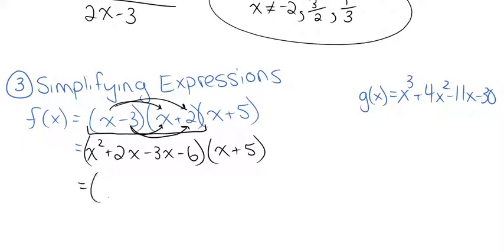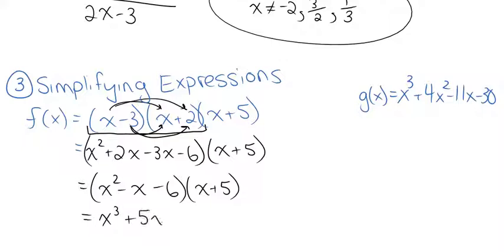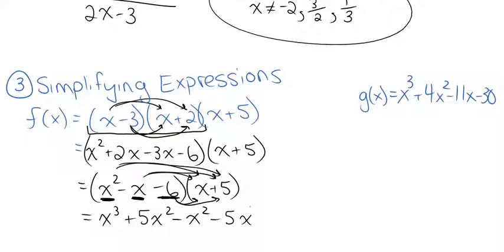If I simplify my first bracket, I get x squared minus x minus 6 times x plus 5, which will end up being x cubed plus 5x squared. I start with my x squared, and all I did was multiply it by those guys. Then I move on to this and multiply it by both of them. So I get negative x squared and then negative 5x. And finally, I go to my negative 6 and multiply it by those guys. So I get negative 6x minus 30.